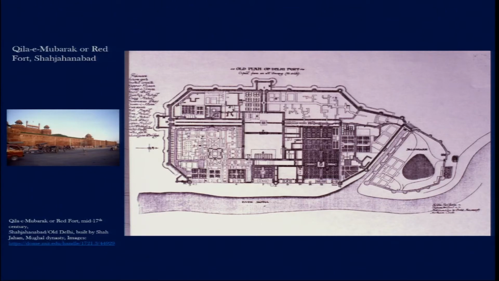On the right side of the screen, and in the major part of the screen, we see a plan of the Red Fort in Delhi. During Shah Jahan's time, the capital was initially in Agra, and then it was moved to Delhi, and that is how this new city was founded by Shah Jahan.